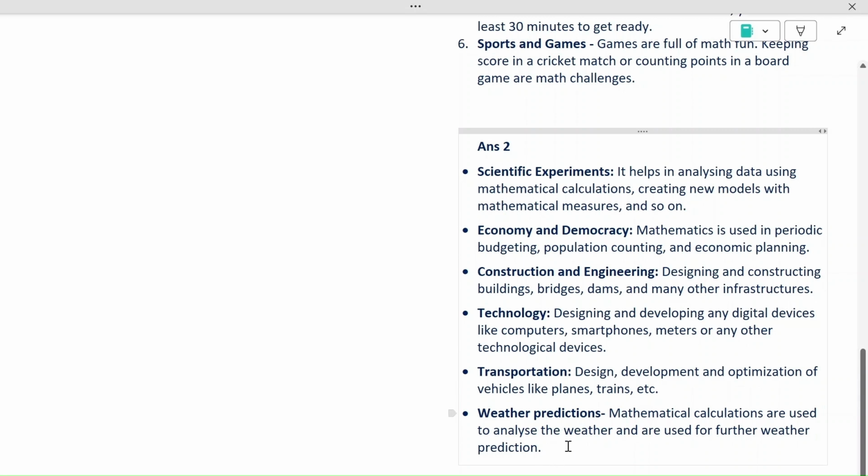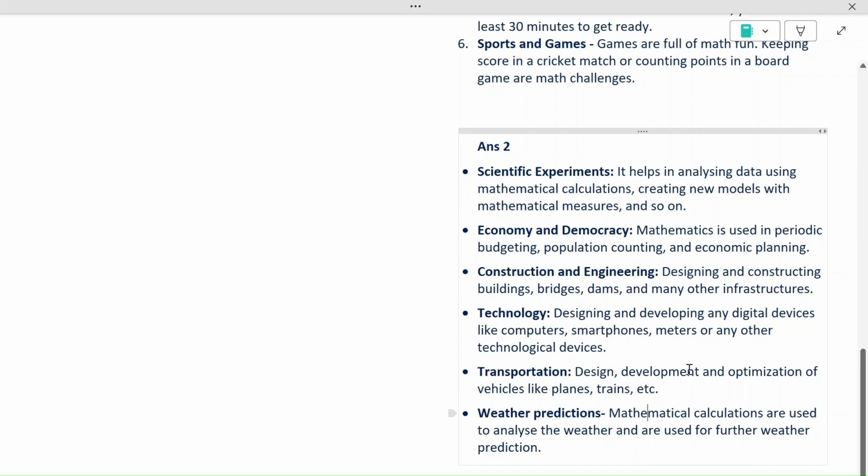And the last one is weather predictions. How the weather is currently going on, analyzing those weather conditions and doing certain mathematical calculations which are understood by the meteorologist, they can easily forecast the weather of coming days. So all that is done using mathematical calculations only.